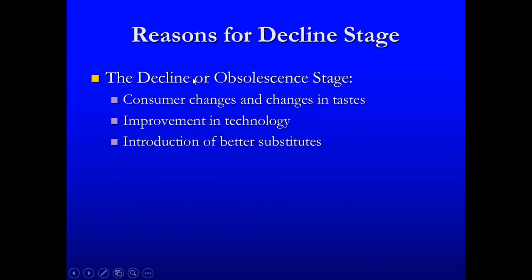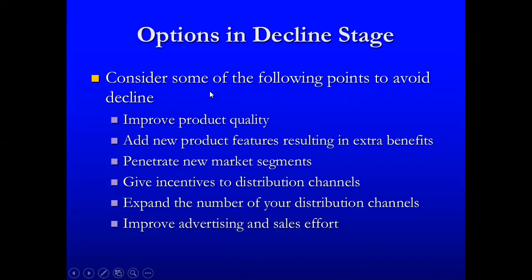Then about the decline stage. The reasons for decline stage include consumer changes and changes in taste, improvement in technology, and introduction of better substitutes. These are some of the causes of decline stage. And what are the options in decline stage? Consider some of the following points to avoid decline. Improve product quality, add new product features resulting in extra benefits, penetrate new market segments, give incentives to distribution channels, expand the number of distribution channels, improve advertising and sales support. This can be done to avoid the decline stage.